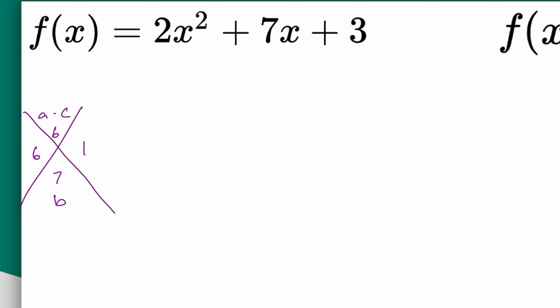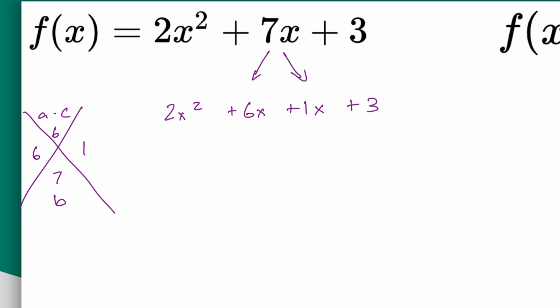We can't just jump into saying this is x plus 6 times x plus 1 like you would have done where a is equal to 1. Because notice when you multiply these back together, x times x is x squared. Well, we had a 2 here. That's a problem, okay? So we use this to split your bx term. We're going to write this now as 2x squared plus 6x plus 1x plus 3.